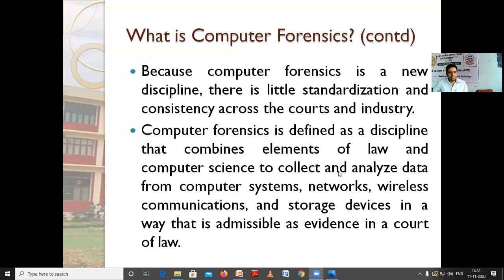Because computer forensics is a new discipline, there is limited standardization and consistency across the various courts and industries. Forensics is defined as a discipline that combines elements of law and computer science to collect and analyze data from computer systems, networks, wireless communications, and storage devices in a way that is admissible as evidence in a court of law.